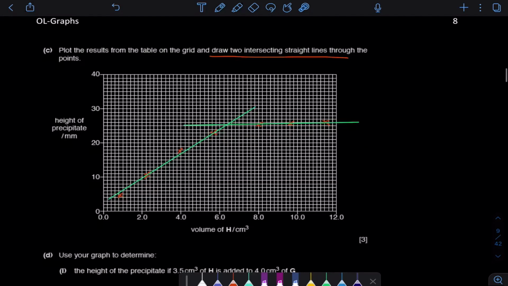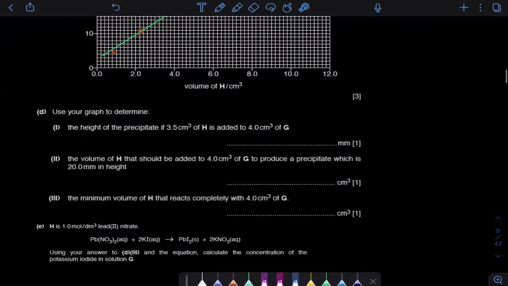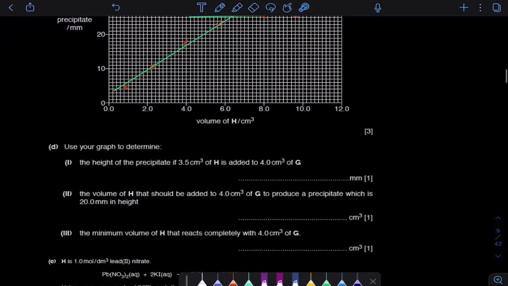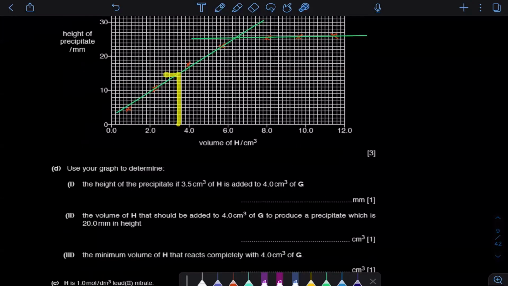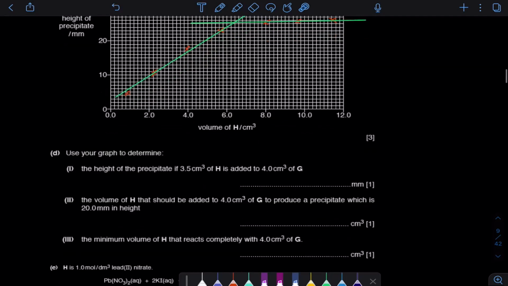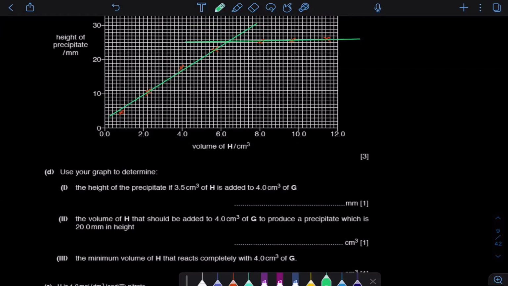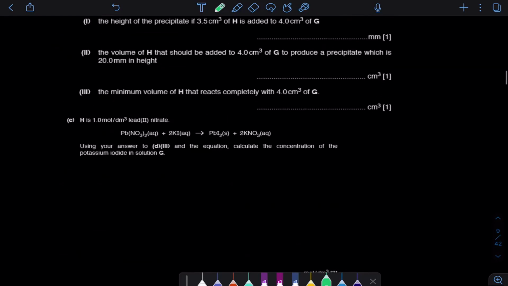The height of precipitate, if 3.5 was added. So at 3.5, probably over here, I will draw a straight line. I will go like this and I'll figure out what the height is from the graph. The volume that should be added to produce a precipitate which was 20 millimeters in height. So I'll connect it to 20, connect it downwards and see what the volume is. The minimum volume of H that reacts completely. So according to my graph, which is again just randomly made up, I get a value of 6.4. So I'm just going to go with that for now.